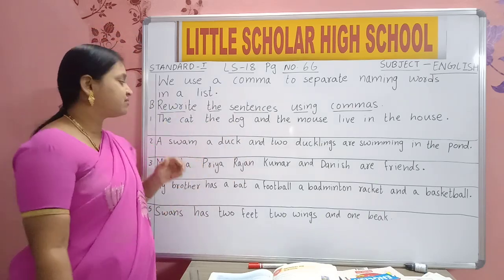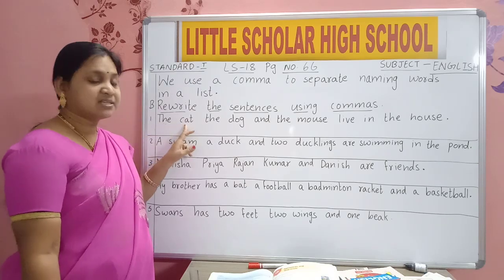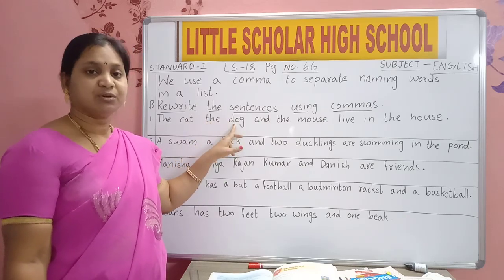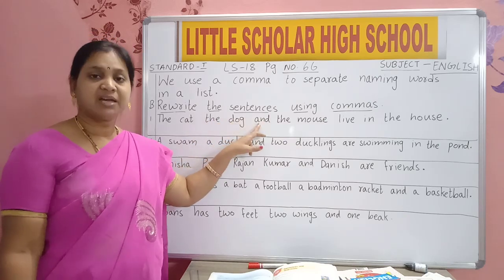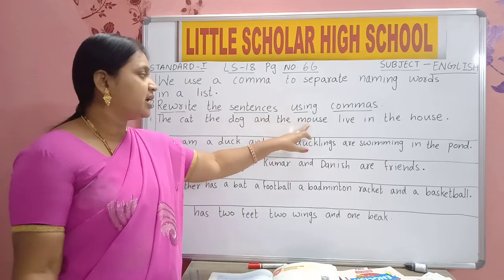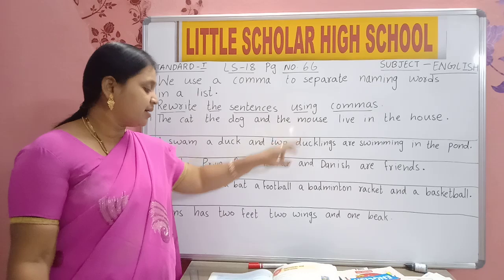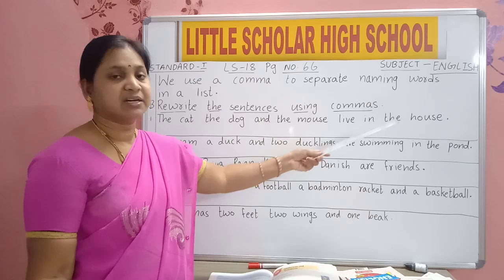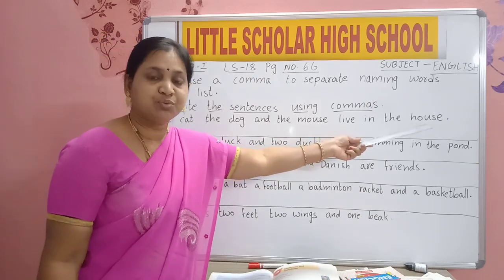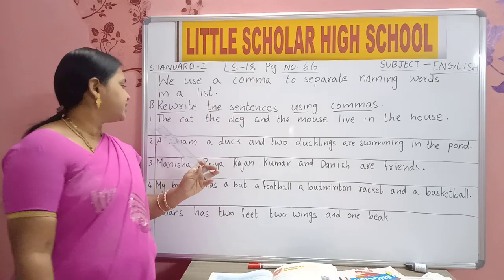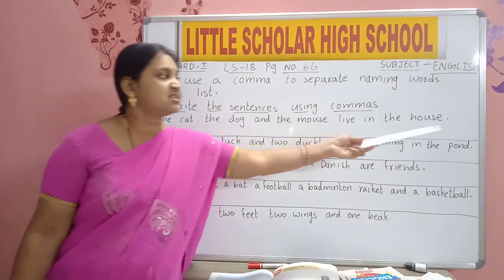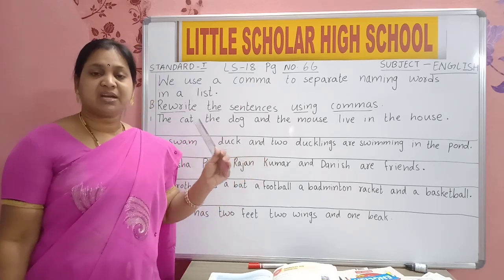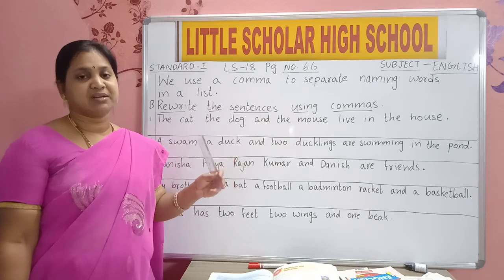Now shall we read the sentence first? The cat, the dog and the mouse live in the house. Here the sentence begins with a capital letter and ends with a full stop. But commas are not there to separate the naming words. Now we should put commas to separate the naming words.